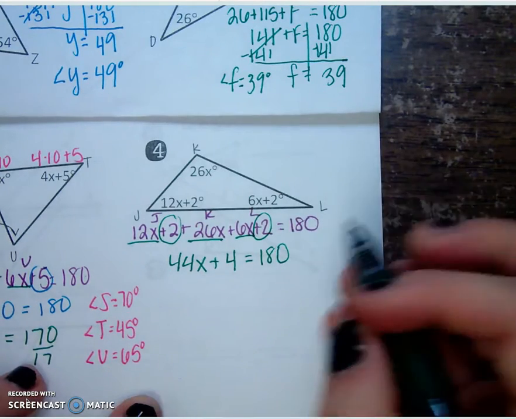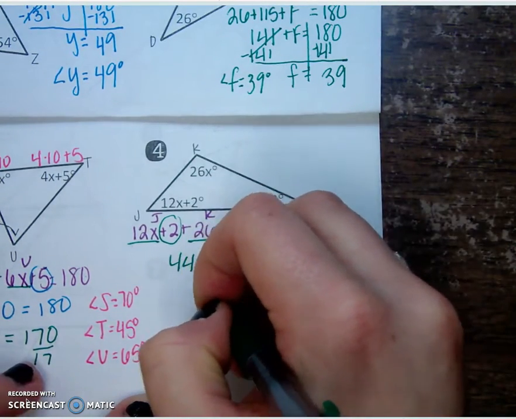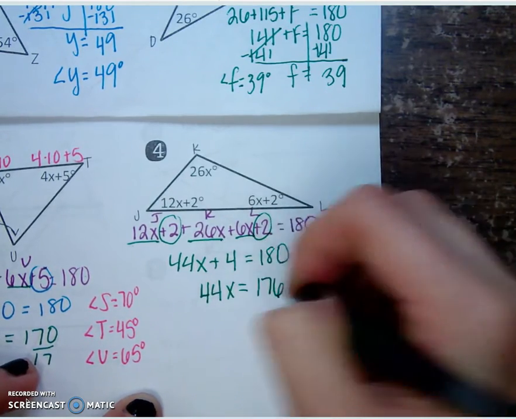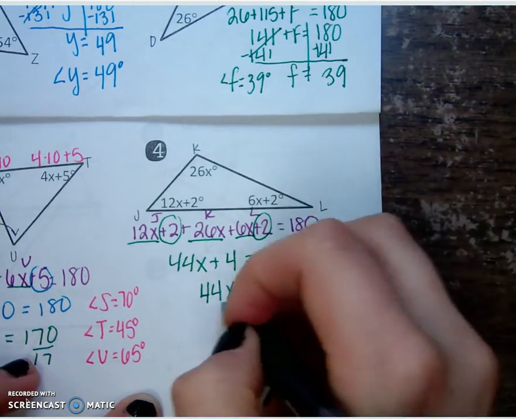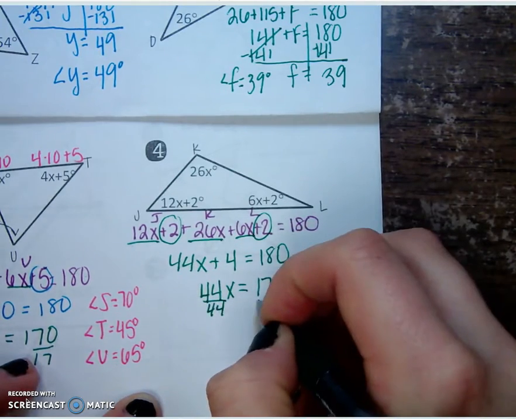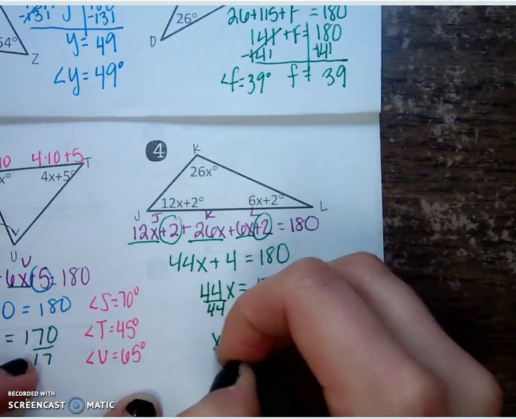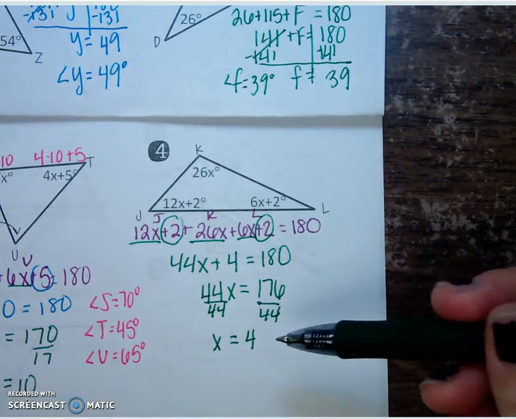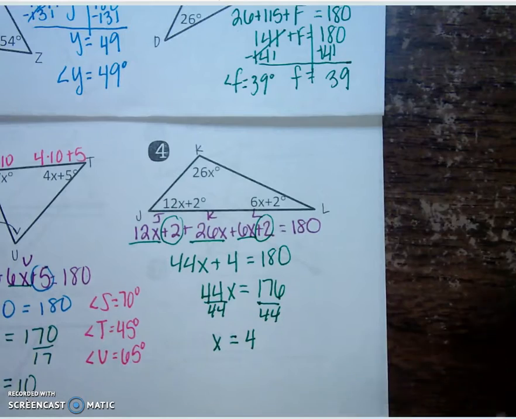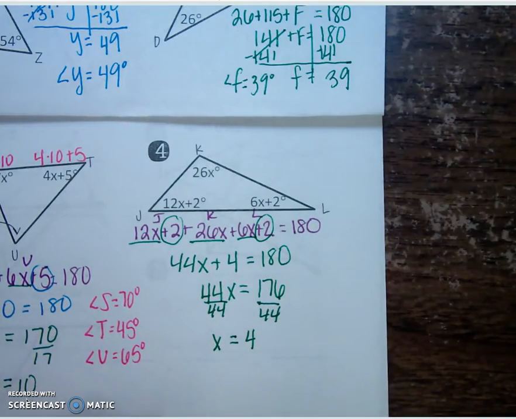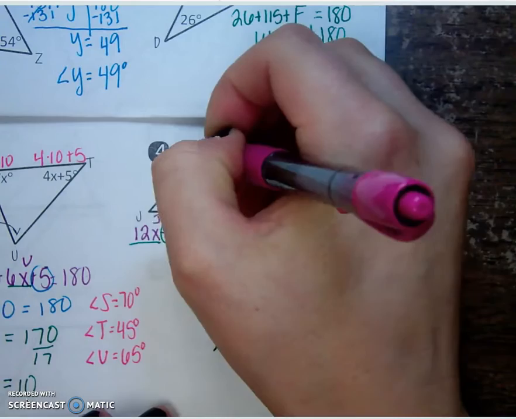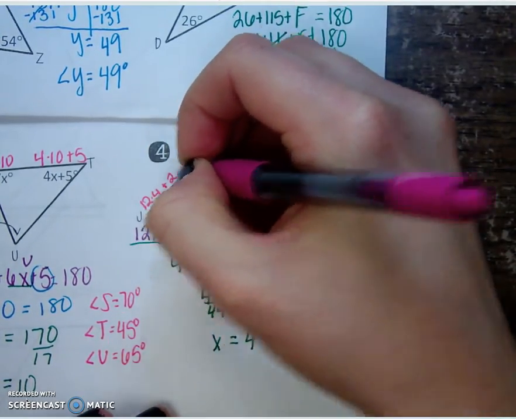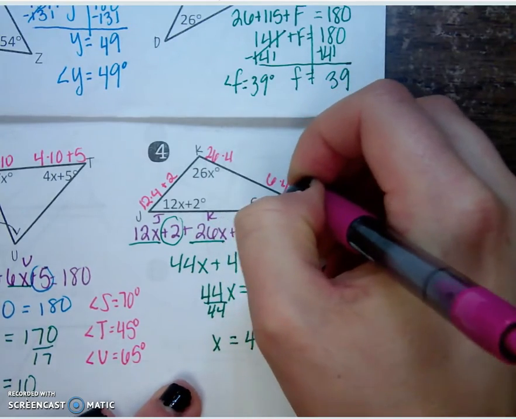Subtract 4 from both sides. So 44x equals 180 minus 4, which is 176. Divide both sides by 44. X equals 4. That is not the measure of any of my angles. I now have to go and substitute in. Okay, so K, 26 times 4, 12 times 4 plus 2, and 6 times 4 plus 2.